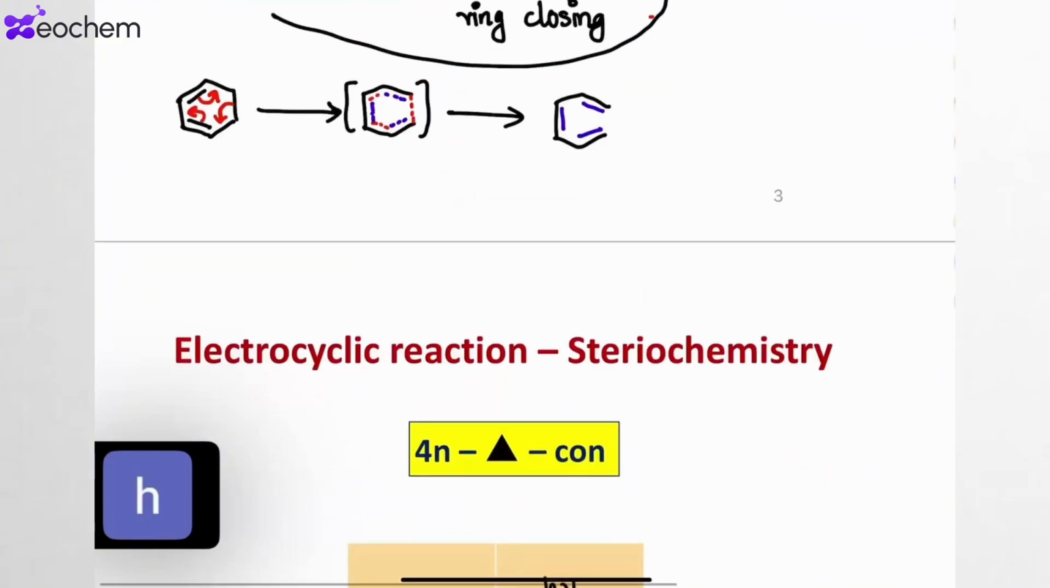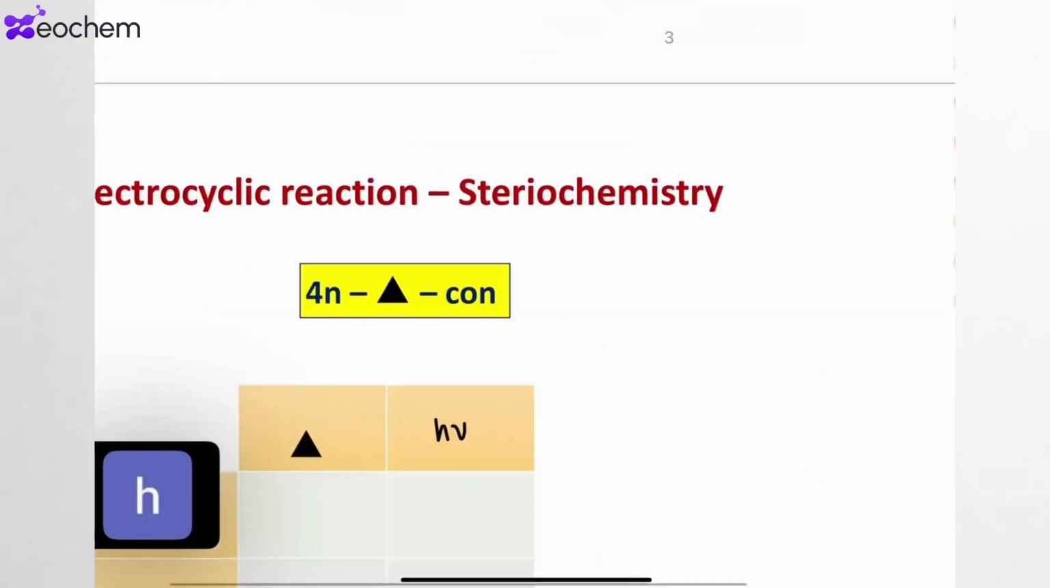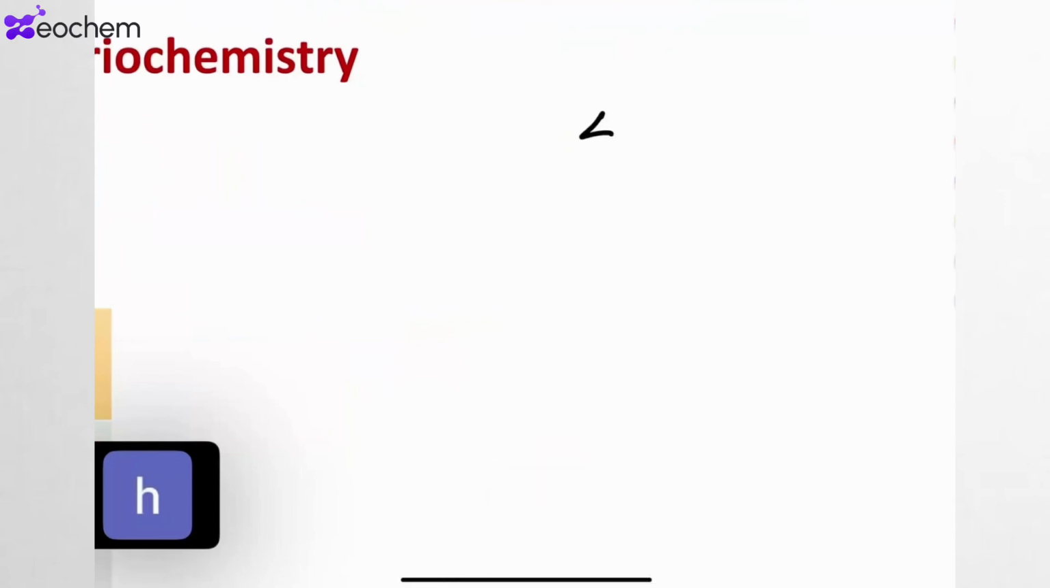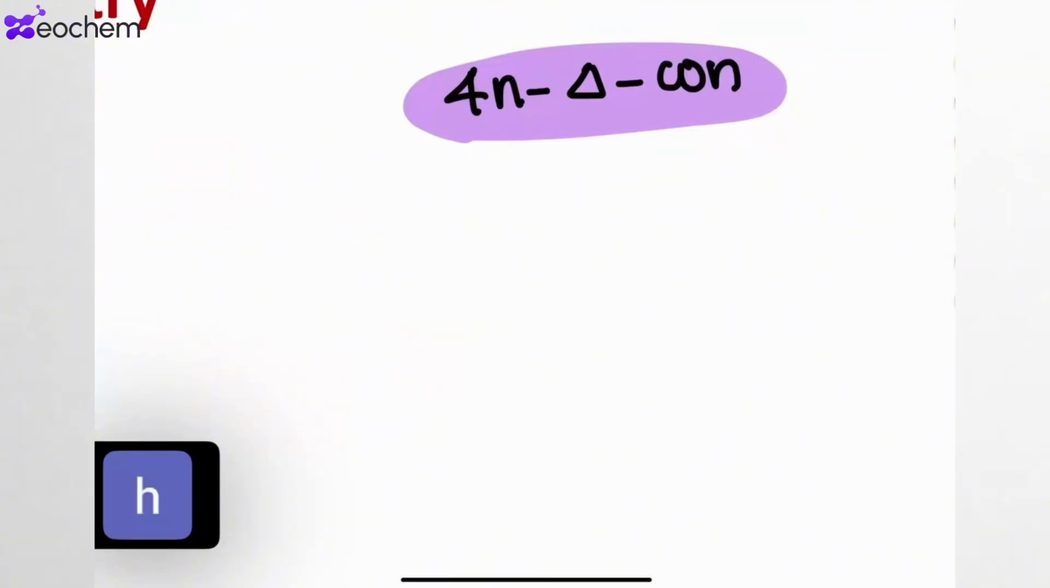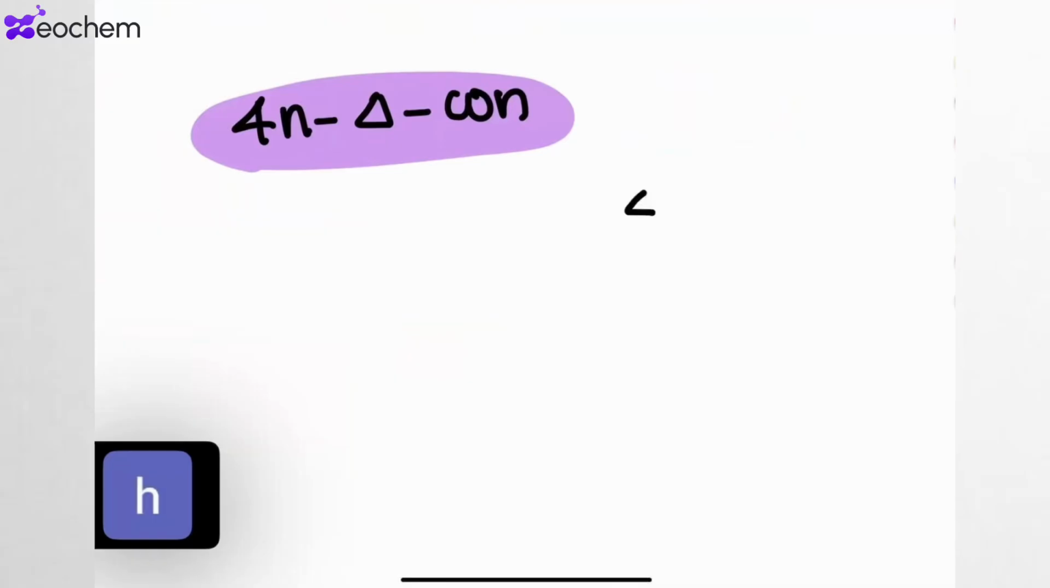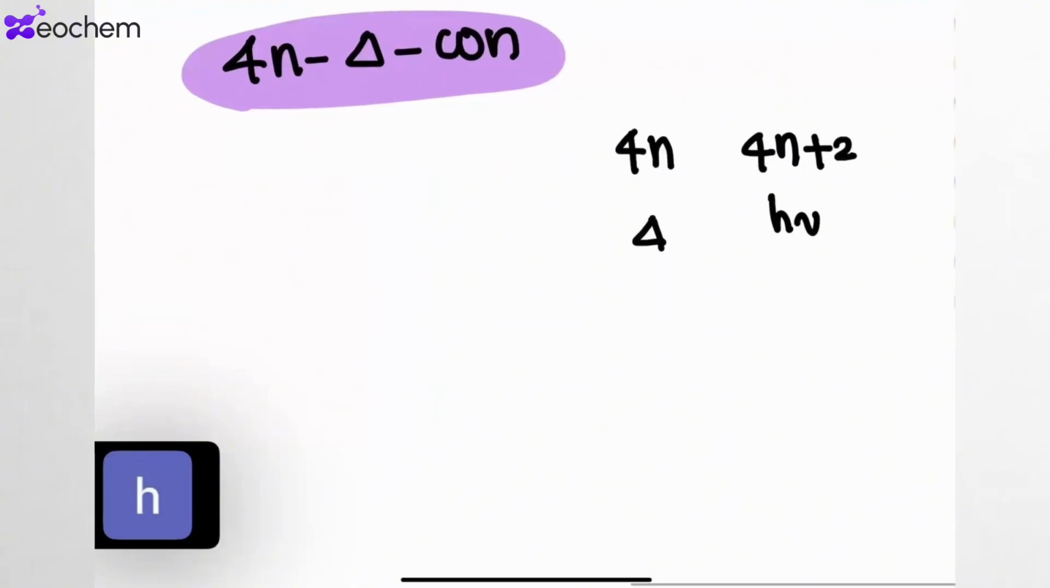Now we need to look at the stereochemistry of the electrocyclic reaction. For that, we just need to remember only one equation, which is 4n delta cone. We need to learn this by heart. From this, we can derive all other three relations. You just remember 4n delta cone. I'll explain later what this cone and delta mean. But as of now, just remember this. There are three other relations, and I'll show you how to derive all three from this single equation. Before that, remember there can be a 4n system or a 4n + 2 system, and there can be thermal condition or hν condition. All these terms will come in pericyclic and also electrocyclic reactions.